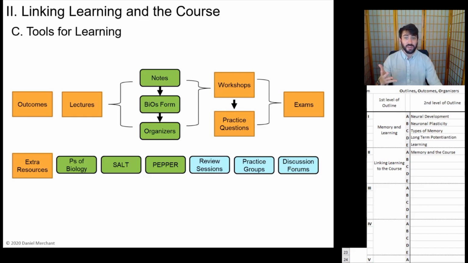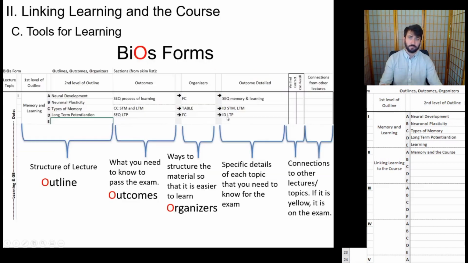But now that we have an understanding of memory and learning and how they fit together with that process, let's look at the BIOS form. Now, remember, the BIOS forms are for telling you exactly what and how you need to practice. They're telling you the outcomes, or the exam questions, and the organizers, the answers, right? So how does this fit into that kind of learning framework that we keep talking about? This diagram of concepts.